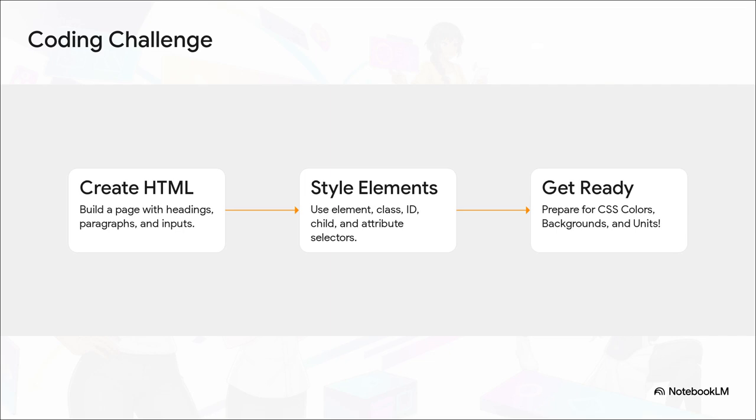Now that you've learned how to target HTML elements using CSS selectors, in the next lesson we'll learn about CSS colors, backgrounds, and units to make our web pages more visually appealing. Until then, ask yourself, if you could style the entire web with just one perfect CSS selector, how clean could your code truly be? Catch you in the next explainer.